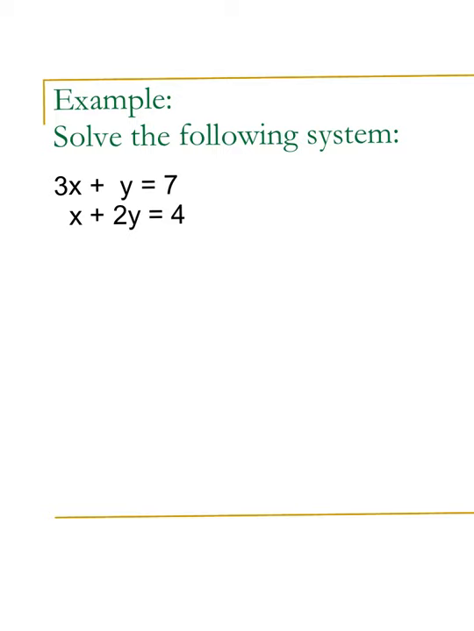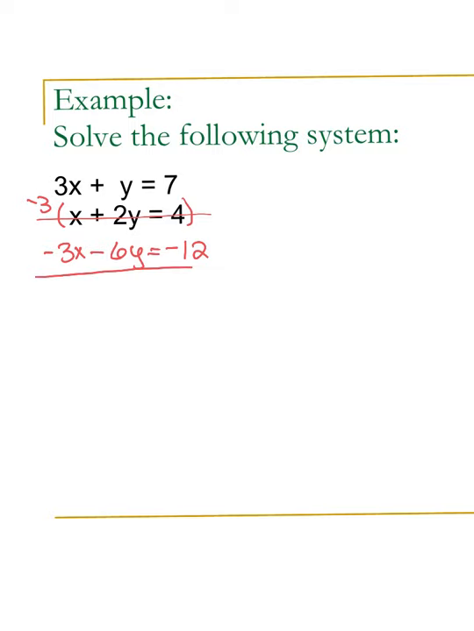Last one. If I look at this system, if I add them together, will the x's disappear? Will the y's disappear? So now you have to say to yourself, what do you want to multiply? I'm going to multiply the bottom equation by negative 3, and that's going to get my x's to disappear. So this becomes negative 3x minus 6y equals negative 12. I'm going to put a gentle line through this.